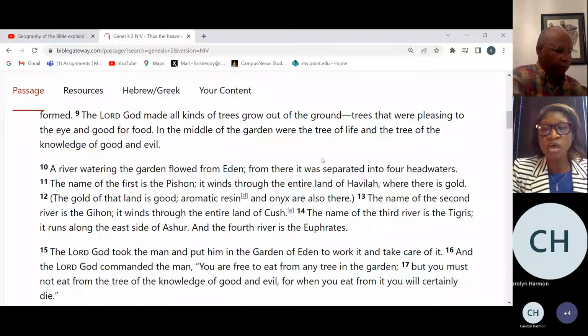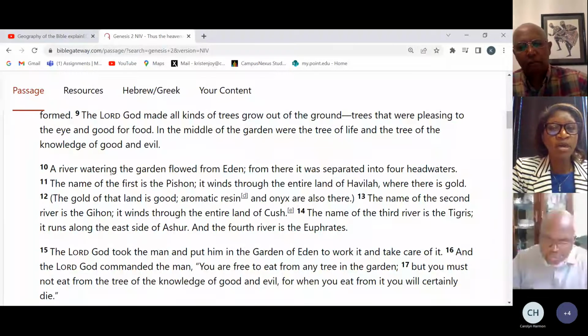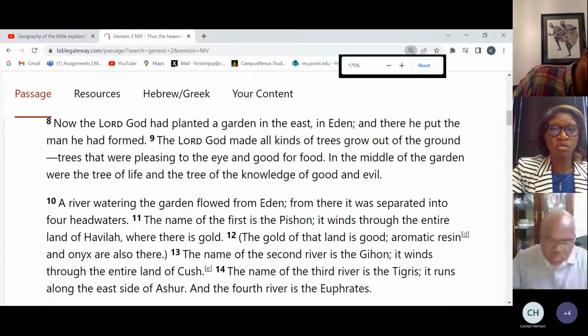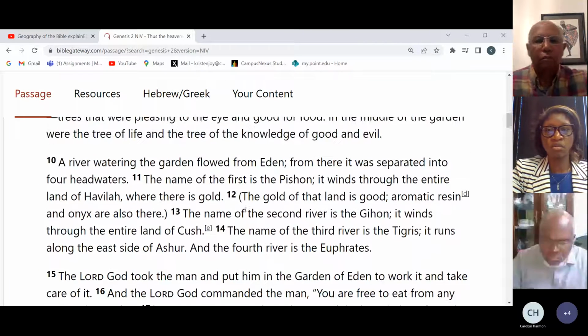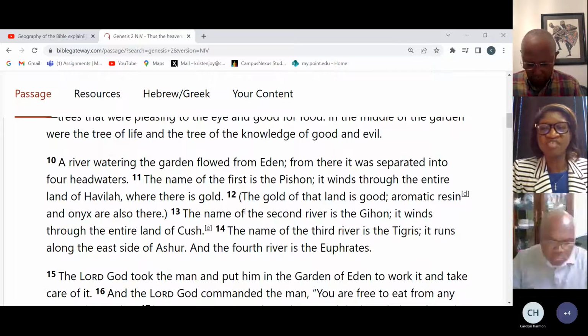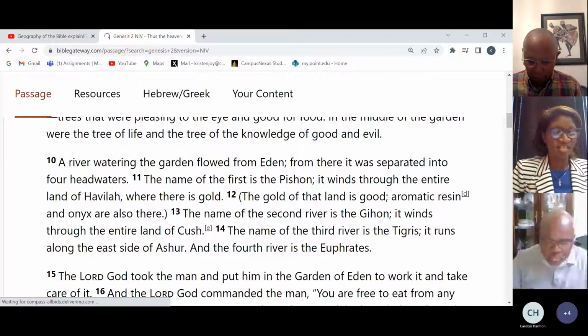All right, so we're going to talk about location. If you don't mind, can I get a volunteer to read verses 10 through 14? Anybody want to read that? Well, I will.